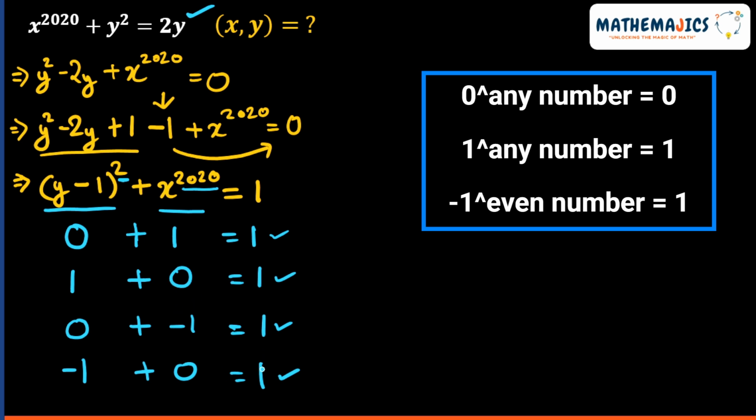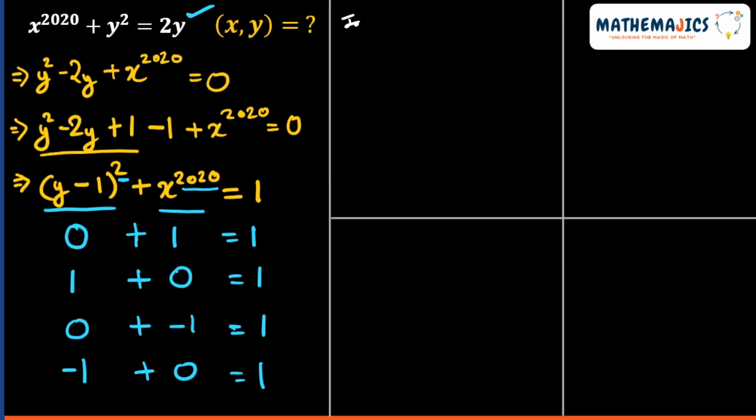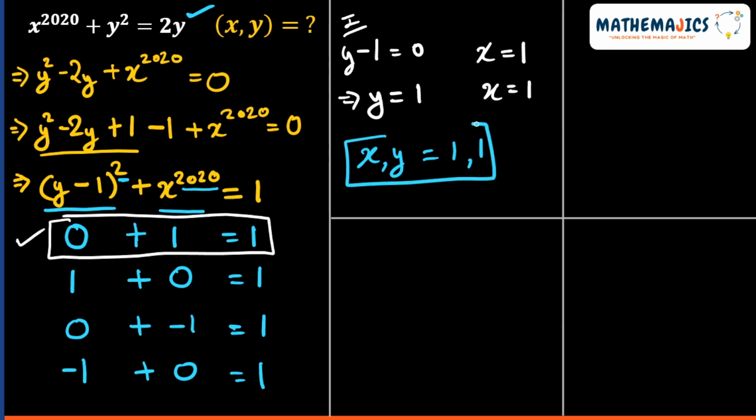Let's use these 4 possibilities and find the values of x and y. Let's start with the first possibility. According to the first possibility, the first bracket can be 0. That means y minus 1 can be 0 and the second term, that is x, can be 1. So y will turn out to be 1 and x is 1 itself. So according to the first possibility, the values of x and y are 1 and 1. This is the first answer that we have got.